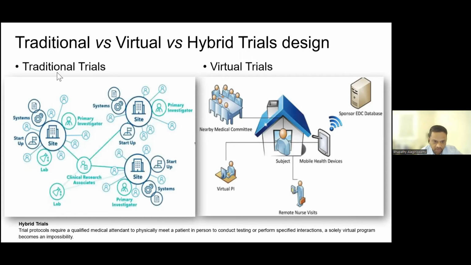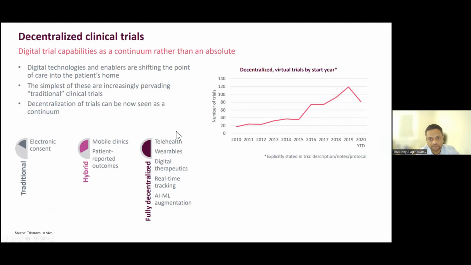I think nowadays most of the trials are hybrid trials, which are a mix of both. For example, in oncology trials where the patient needs radiotherapy, he has to go to the site, and for certain assessments he has to go as well. So it is still an evolving process.